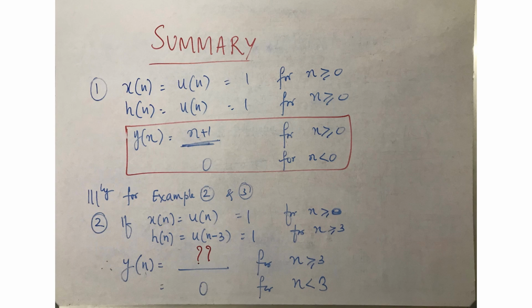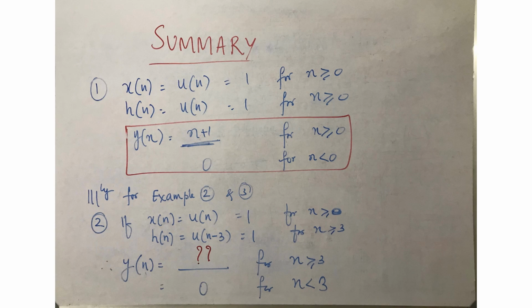We have already found the convolution sum of two step functions, that is u of n and u of n. We know u of n exists from 0 to infinity, that is u of n is 1 for n greater than or equal to 0. Even h of n is also u of n, again it exists from 0 to infinity, that is 1 for n greater than or equal to 0. That means to say y of n exists only for what? n greater than or equal to 0.